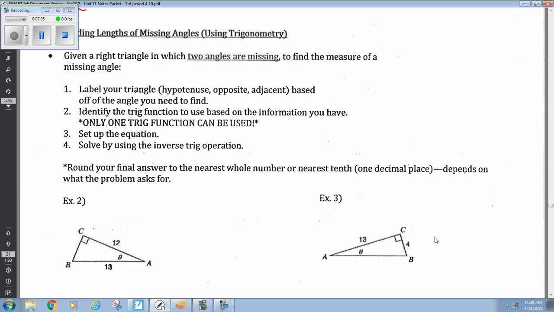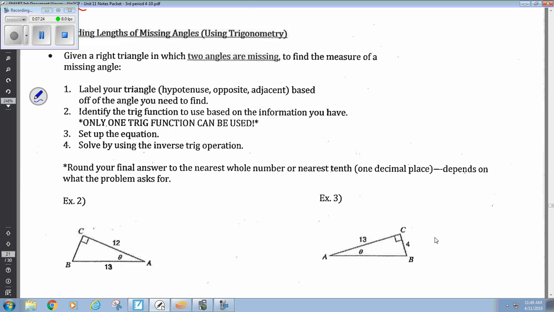So the first area in which you're going to find missing angles is inside of a right triangle. So we're kind of going back to right triangle trig here. If you're given a right triangle in which 2 of the angles are missing, this is how you would go about finding a missing angle.